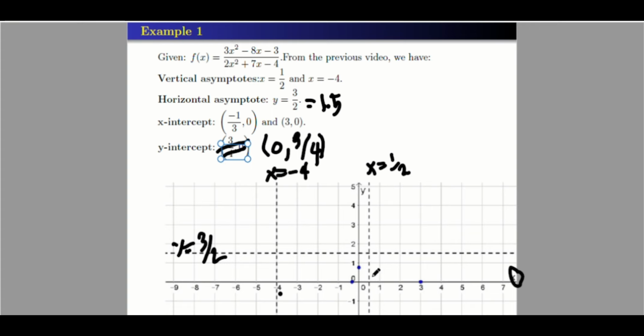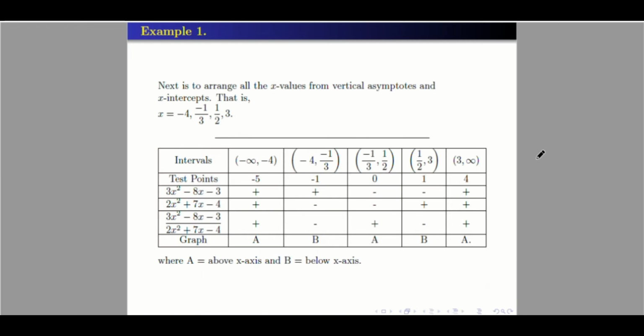Next, the x-intercept, we have -1/3. So this one is (-1/3, 0) here. And next we have (3, 0). This is another x-intercept. And last we have the y-intercept. So the y-intercept is this one. That is the y-intercept.